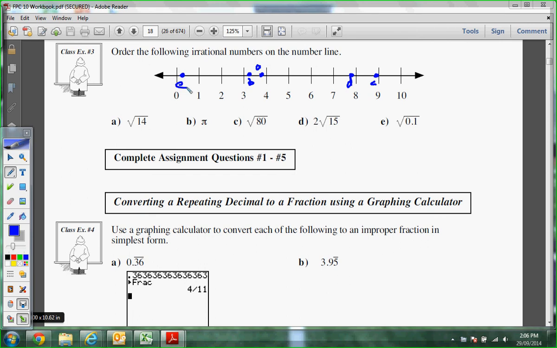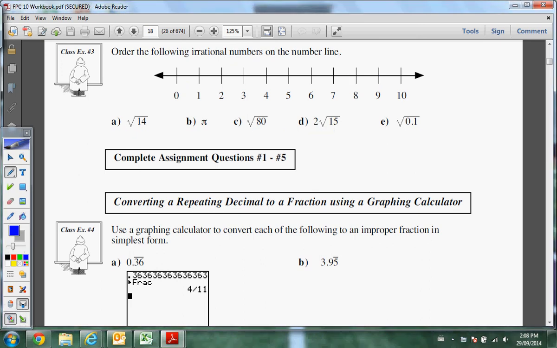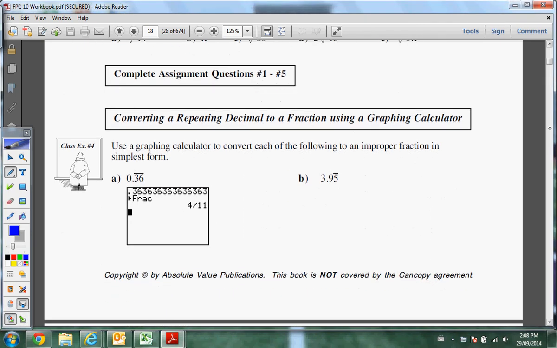Okay, and that was all just by estimating. If you want to, here's the actual values: that was 3.741. That's 3.141. That's 8.944. That's 7.745. And then 0.316, like Josie said. Very good. Okay, now, we're teaching you how to use your calculator throughout your next few years in math.